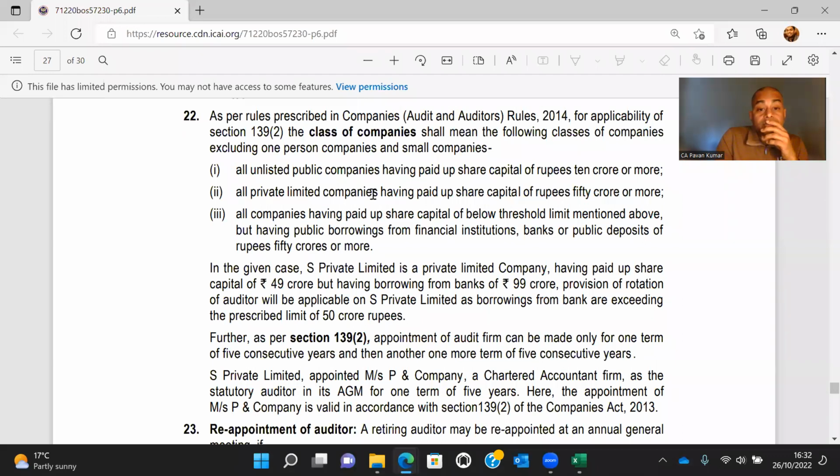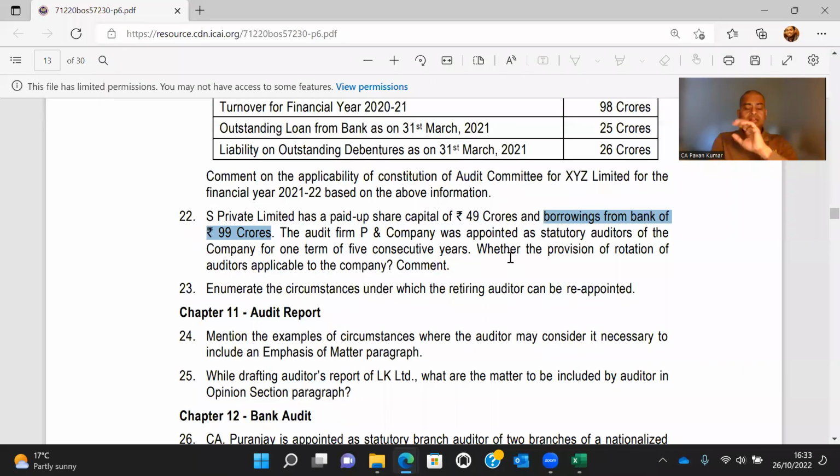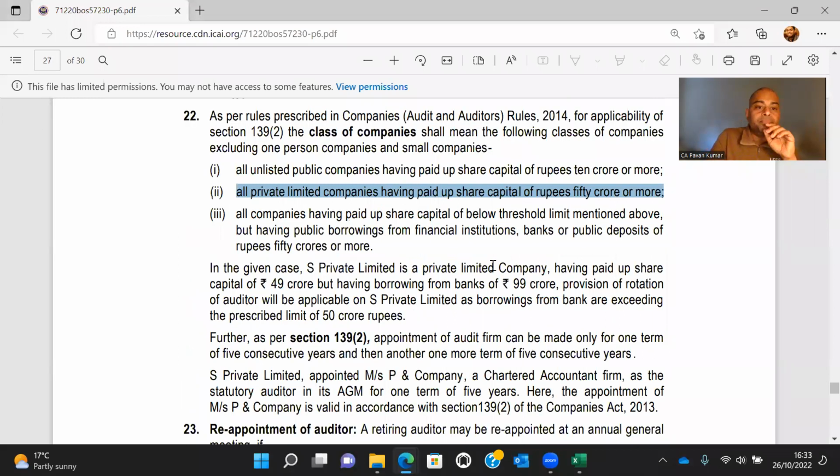See, for private limited companies having a paid up share capital of 50 crores, section 139(2). Now you tell me whether the paid up capital is more than 50. Do you think it is within the limit? Yes, it is within the limit. No problem with paid up capital. But where is the problem?